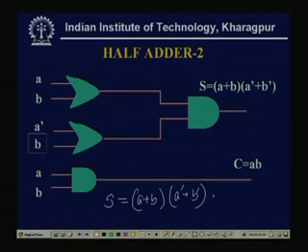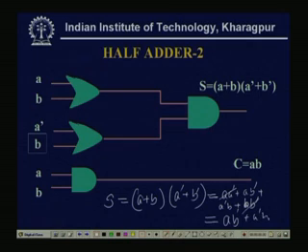If I apply the distributive law, then this is A A dash plus A B dash plus A dash B plus B B dash. Now, A A dash and B B dash will be 0. So, this becomes A B dash plus A dash B. So, that means my A B dash plus A dash B, I can write as A plus B into A dash plus B dash.